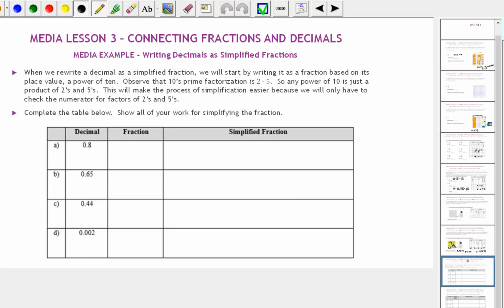So they should very easily, I hope, be able to write this as 8/10, 65/100, 44/100, and 2/1000, etc.